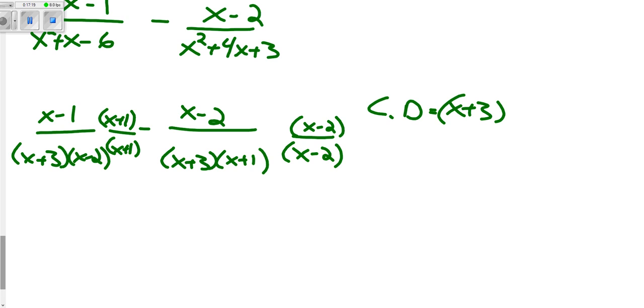Does that make sense? Do you understand why I multiplied this one over here by x minus 2? Yeah, it's like whatever I'm missing over here, I have to multiply it over here. And I have to do it to both.